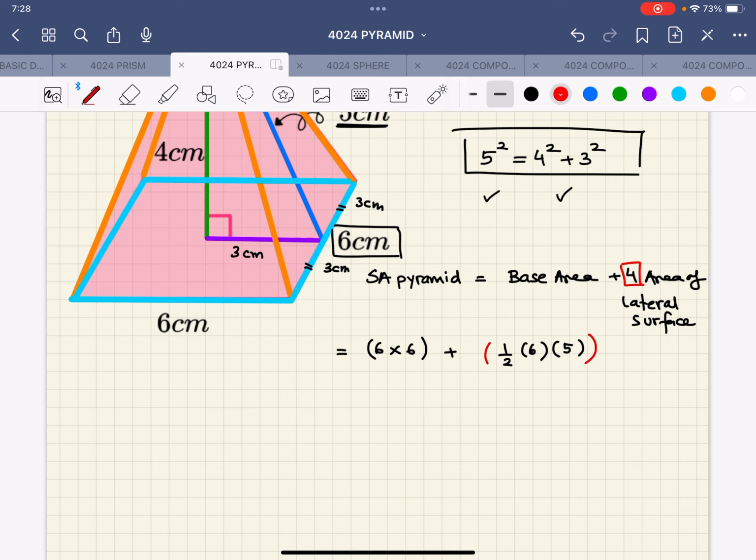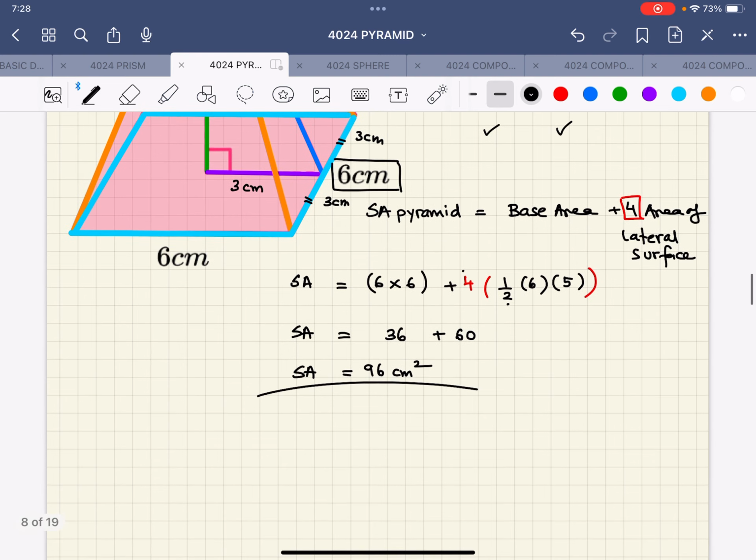So let's multiply it with 4. So therefore, use a calculator or just basic maths. 36, 2 into 4, that's 2, division. And 6 5s are 30, 30 into 2 is 60. Therefore, this comes out to be 96 centimeters square. That is the surface area of the pyramid. So this thing is done.